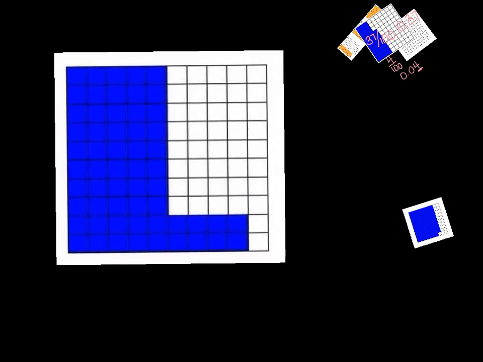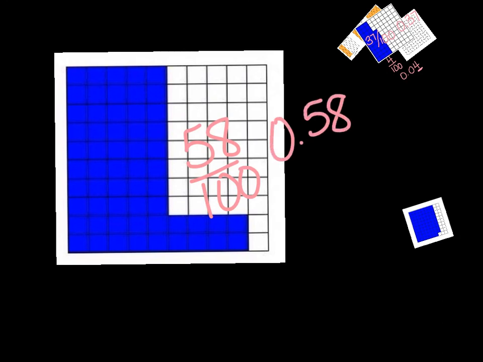Okay, and in this one, we're going to count the columns because we know there's 10, 20, 30, 40, 50, and there's 2 there, so 52, 54, 56, 58. So we have 58 out of 100, or 0 and 58 hundredths.